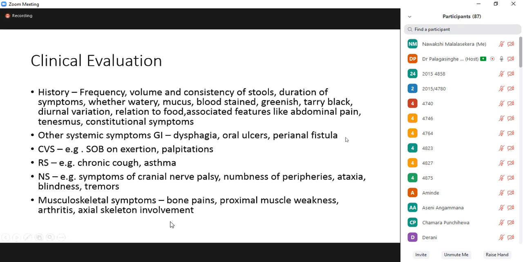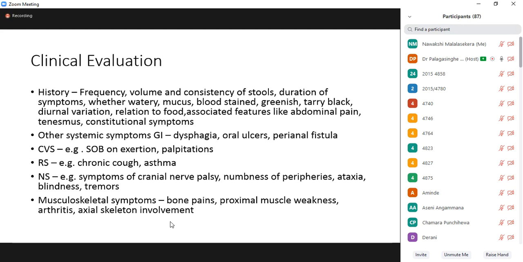The nervous system, can't forget about the nervous system as well. So any symptoms of cranial nerve defect, something like diplopia, nasal regurgitation, nasal voice indicating an underlying palatal or a bulbar palsy, numbness of feet and hands, numbness of extremities, ataxia, blindness, especially nocturnal blindness, and tremors of hand.